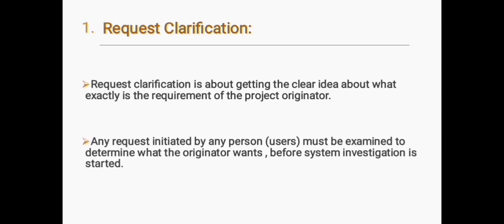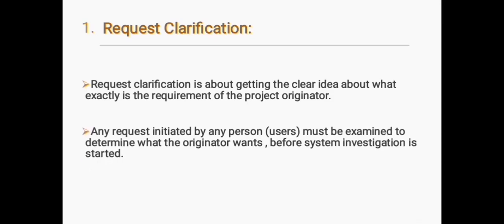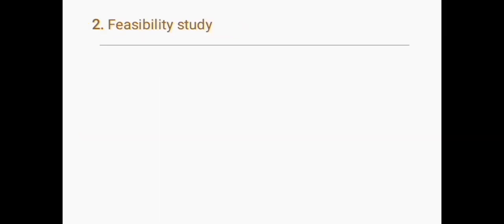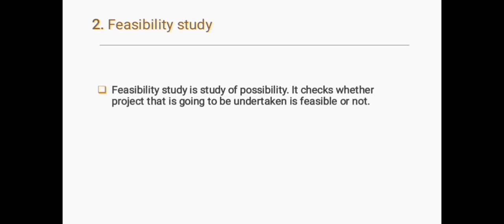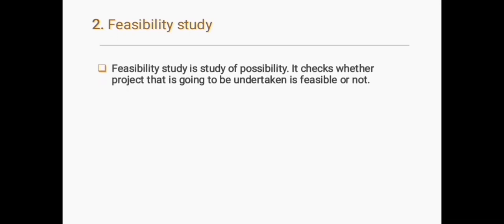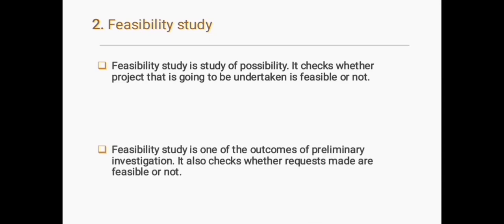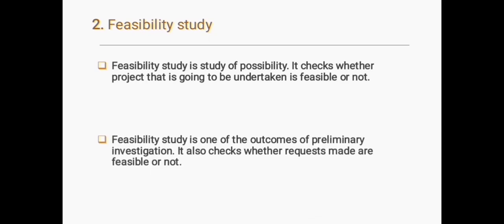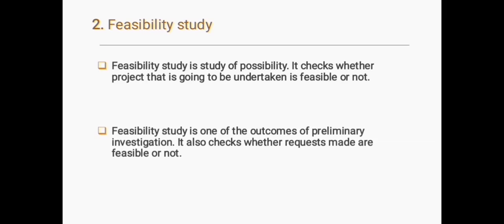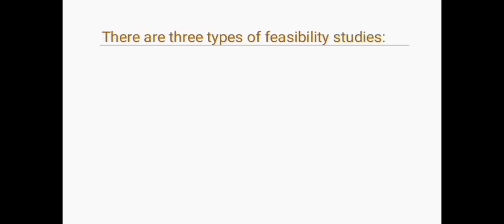Any request initiated by any person, that is the user, must be examined to determine what the originator wants before system investigation is started. Second one is feasibility study, in which feasibility is the study of possibility. It checks whether the project that is going to be undertaken is feasible or not. Feasibility study is one of the outcomes of preliminary investigation. It also checks whether requests made are feasible or not.